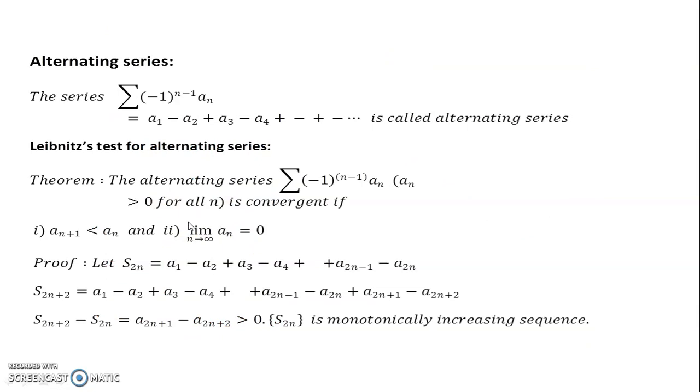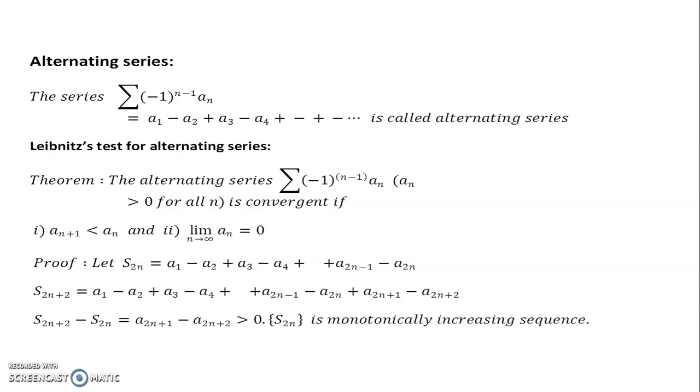As I told you in the definition of an alternating series, you put it in summation form: summation of minus 1 power n minus 1 into an. This is what we call an alternating series. Now, how do we test that series? We have one test, which is the Leibniz test for alternating series.